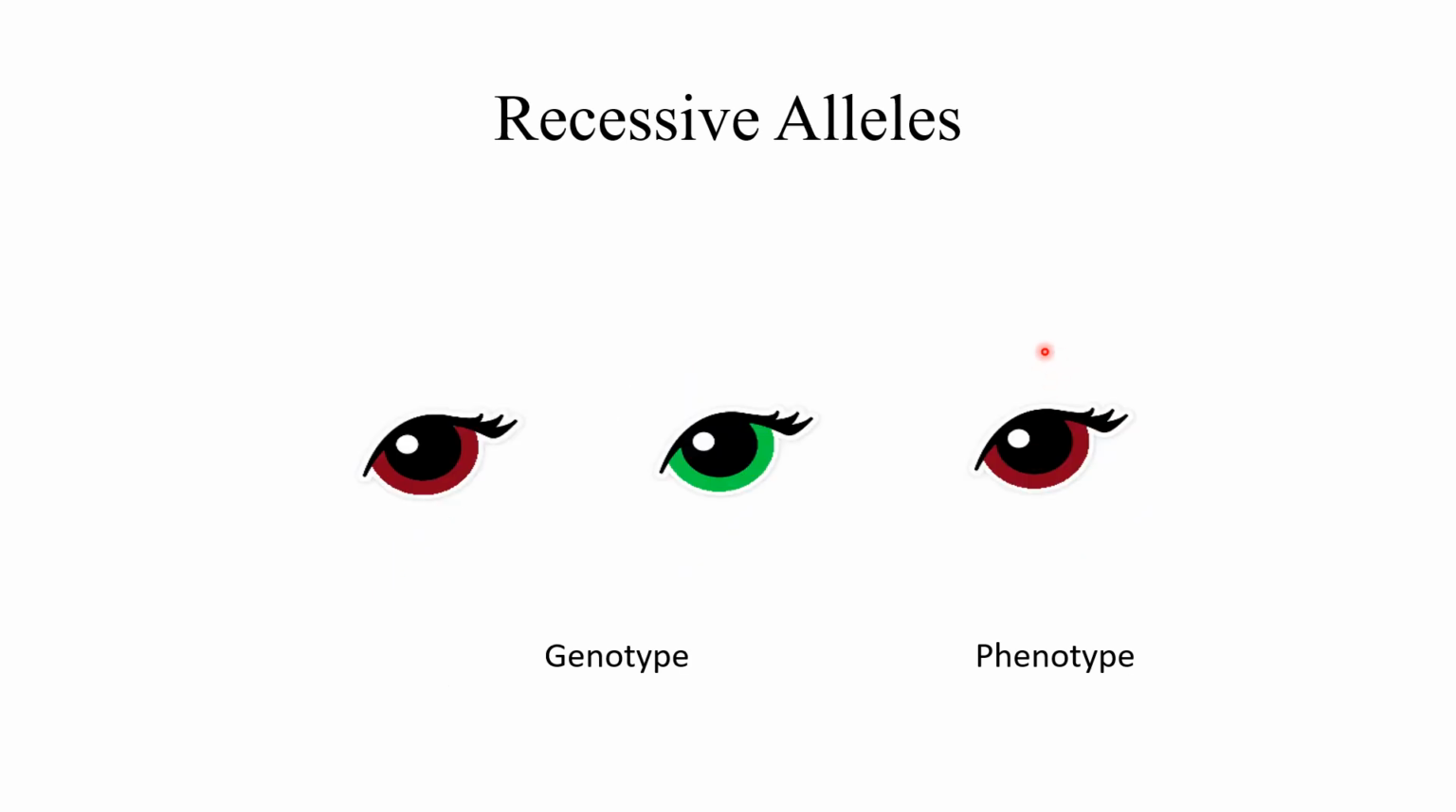Here, in the example of eye color, the gene for green eye color is unable to express itself because of the presence of the gene coding for brown eyes. So the organism has a phenotype of brown eyes.